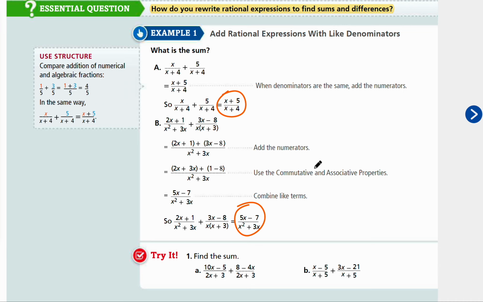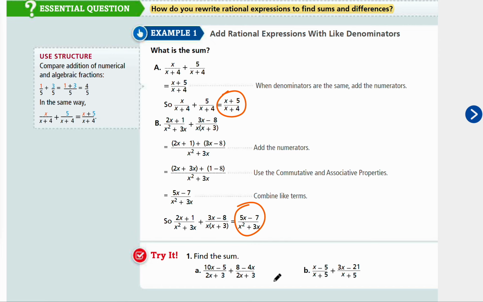So let's look at try number 1, A and B. Pause the video, see if you can do it by yourself. Come back when you're ready for answers. Okay, are you ready? Let's look at part A.